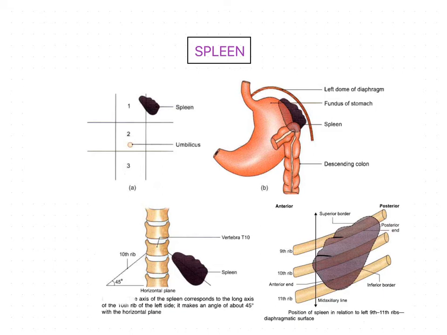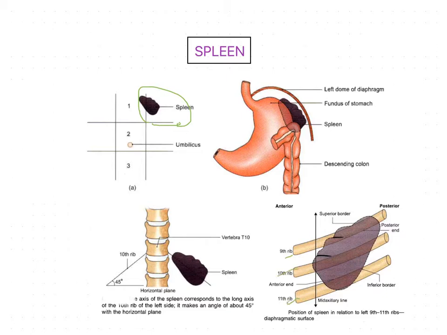Dear students, welcome back. In this session, we are going to discuss the spleen. It is the largest of the lymphoid organs, red-brown in color, and a wedge-shaped organ, mainly situated in the left hypochondrium, opposite the levels of the 9th, 10th and 11th ribs.